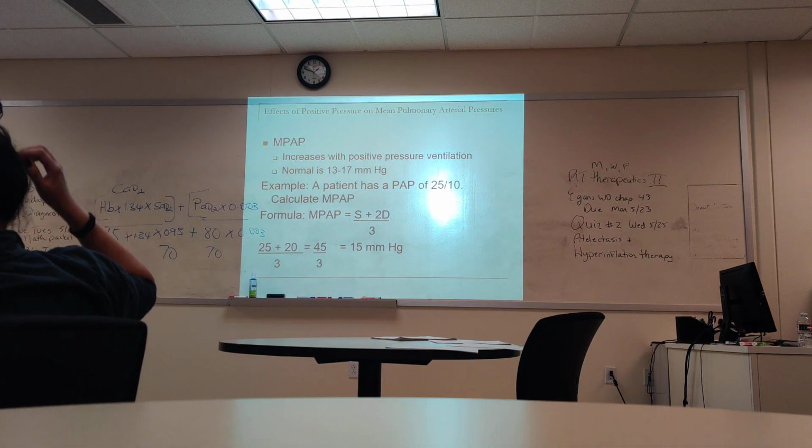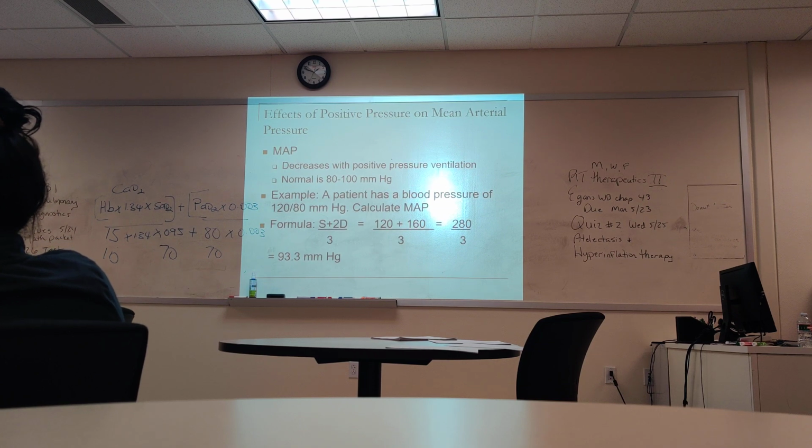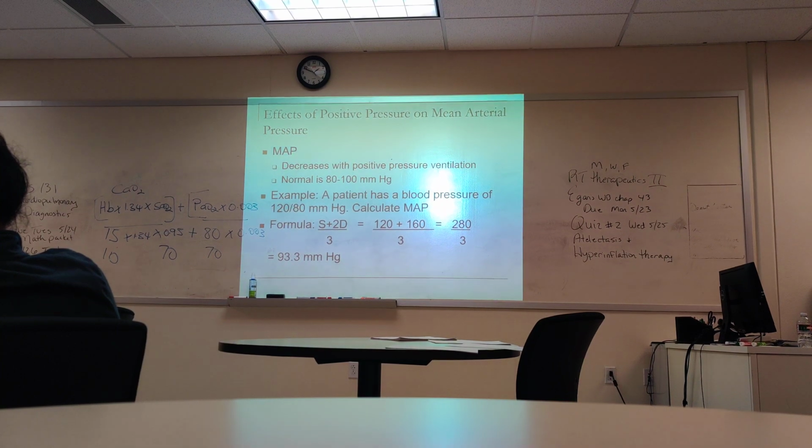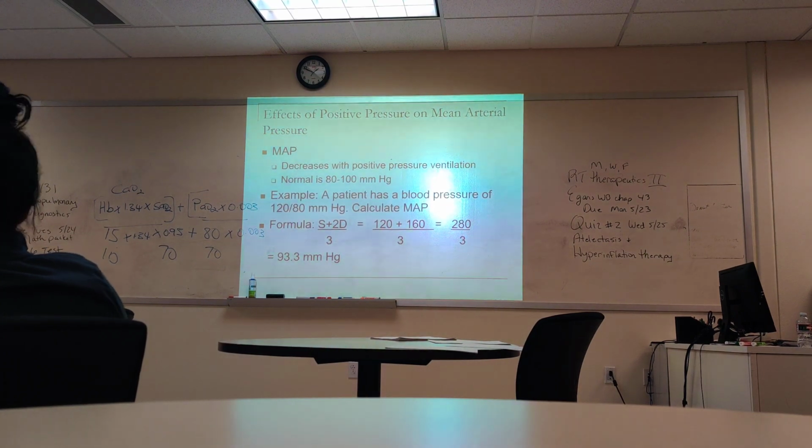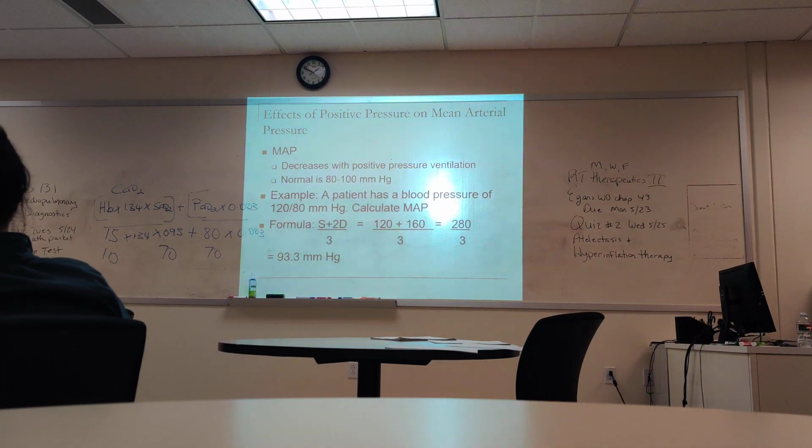So, positive pressure ventilation will increase impact. Now, here's the MAP, the average systemic blood pressure, mean arterial pressure. The same formula, other than now we're using the systemic blood pressure to do it. The 120 systolic pressure plus the 80 for the diastolic pressure times 2, that's 160 divided by 3, so we have 93.3. So that's the normal MAP, mean arterial pressure. But the range is about 80 to 100, because not everybody has a blood pressure of 120/80. Not everybody. You may be a little lower, you may be a little higher.